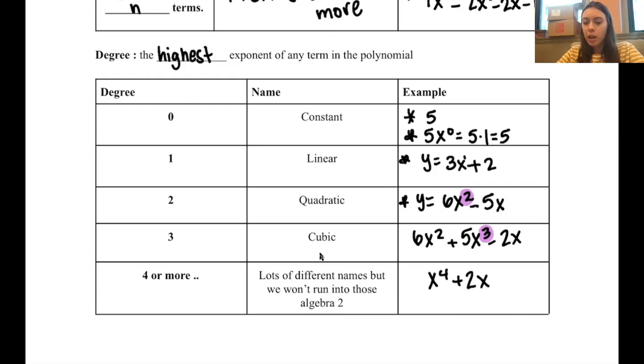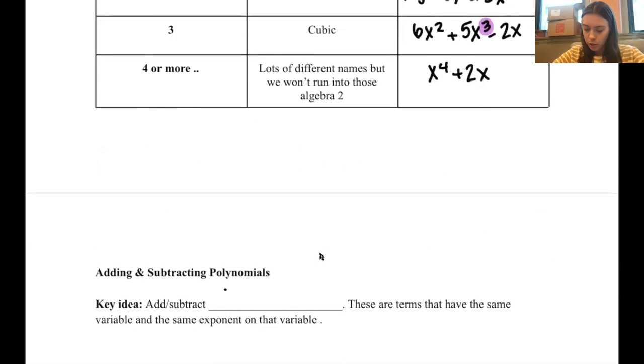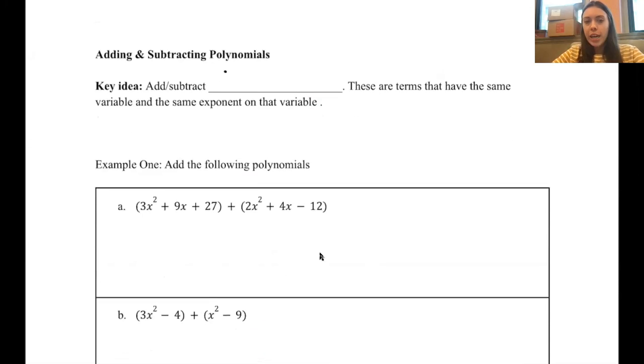So the main purpose of our notes today are to add and subtract polynomials. So the key idea when we add or subtract is that we're going to add and subtract like terms. So these are terms that have the same variable and the same exponent on that variable. So I'll give you an example.